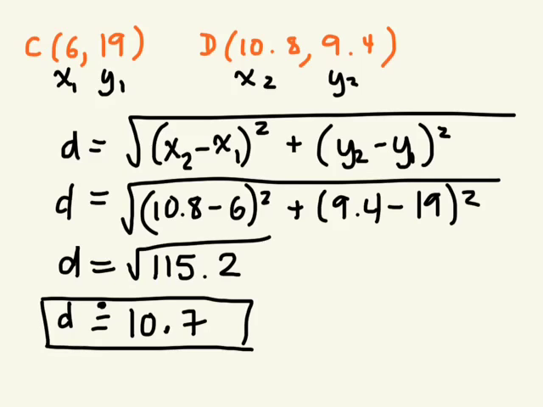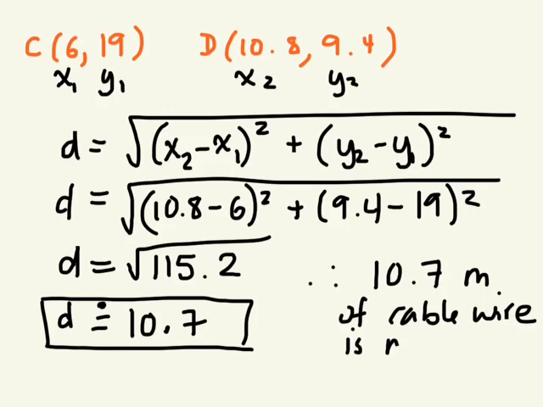So (10.8 minus 6) squared plus (9.4 minus 19) squared, and you're solving for the distance. So D is equal to the square root of 115.2, which equals what? 10.7. Therefore, about 10.7 meters of cable wire is needed because they told us in the original question that each unit represents 1 meter. So if we have 10.7 units, we need 10.7 meters of cable wire.